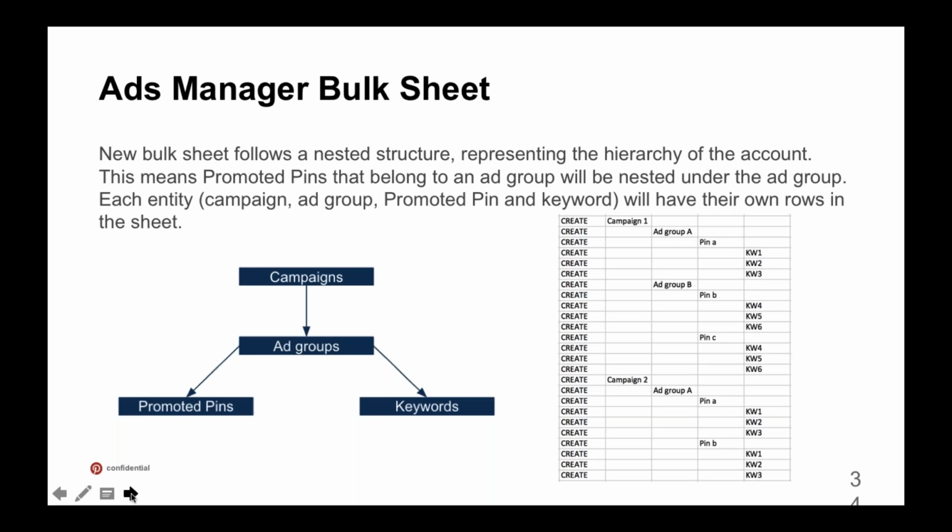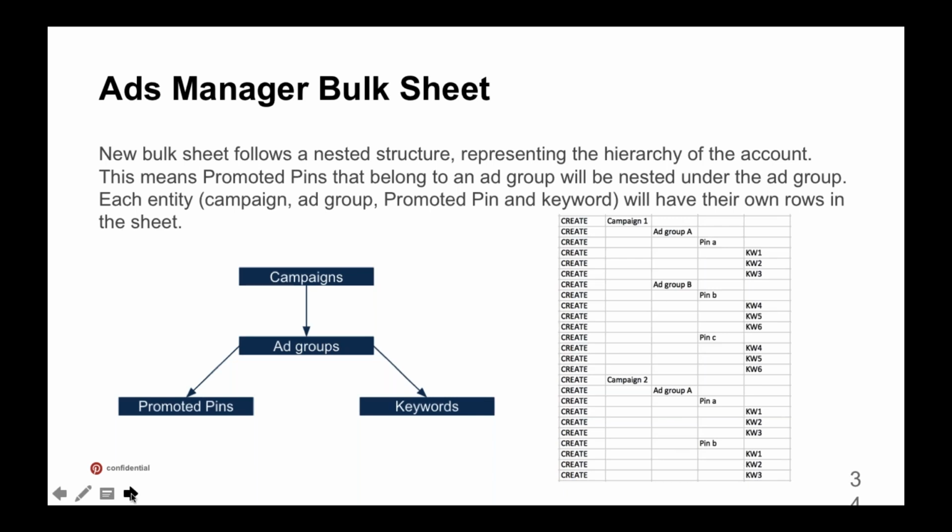In addition to all of this, we do have an Ads Manager bulk sheet. So there isn't a need to necessarily make all of the edits manually within Ads Manager. You can actually do it all in bulk. And our bulk sheet is very standard with the industry. It's a nested hierarchy structure where you have a campaign on one line, then have the ad group in a line under that, and then underneath the ad group have your pins and keywords listed out.